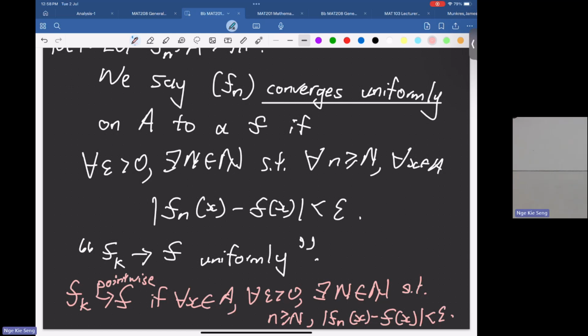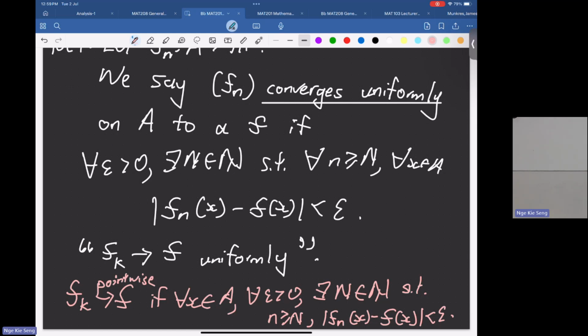For the first one, N depends on epsilon and also depends on x. But for uniform, the N only depends on epsilon. So this N will work for all x.